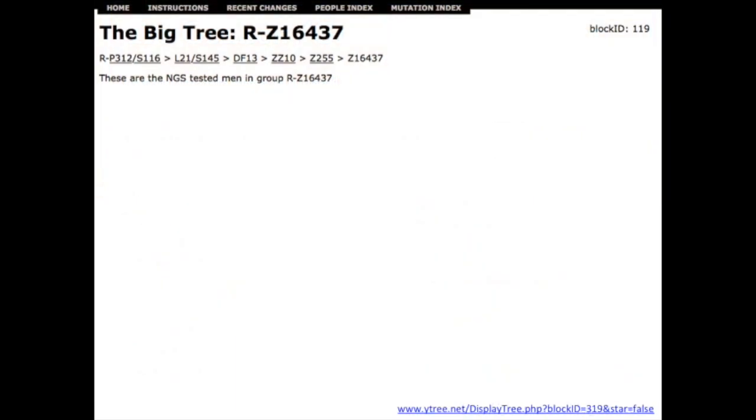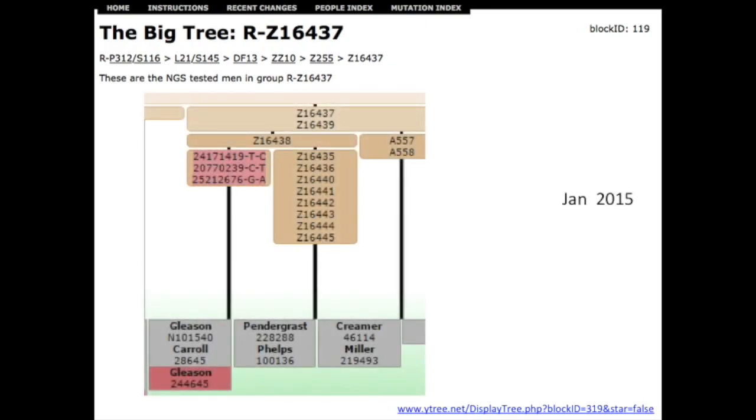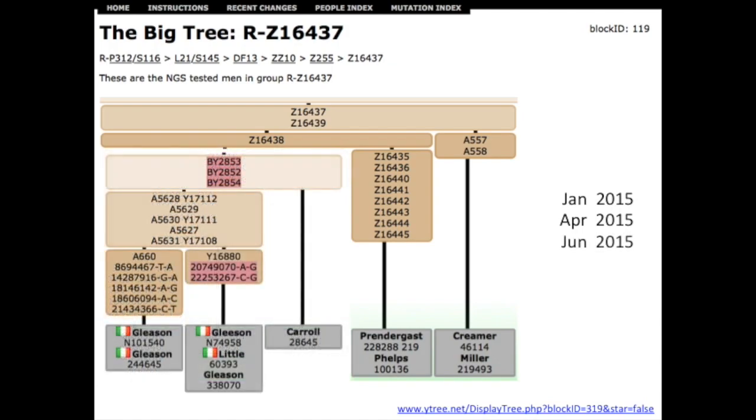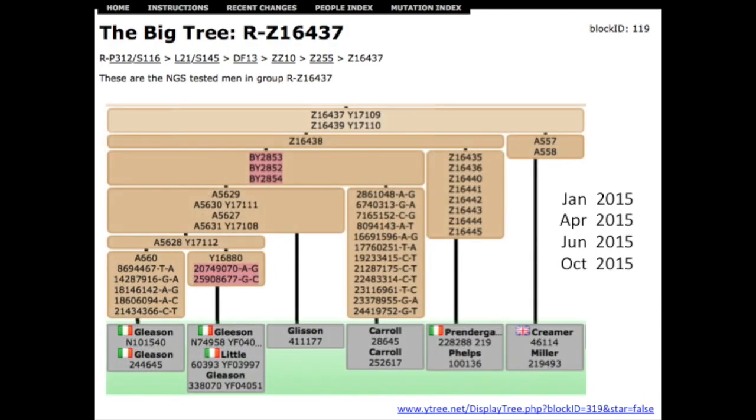And I suppose one of the main reasons why this is now possible is because there's been a huge growth in the uptake of the Big Y test. And this is what happened with GLEASON Lineage 2 in January 2015. There were 2 people with a Big Y test, these 2 people here. But then in April 2015, it had increased to 3 GLEASONs. And then in June 2015, we had 5, including an NPE, whose great-grandfather was a GLEASON. And then by October 2015, we actually had 6 people who had done the Big Y test within our group.